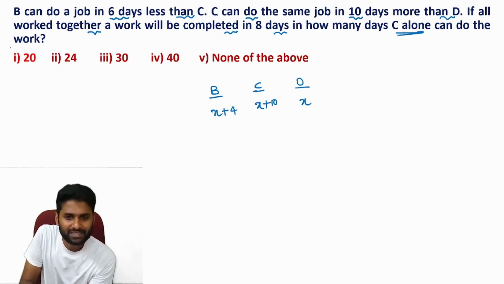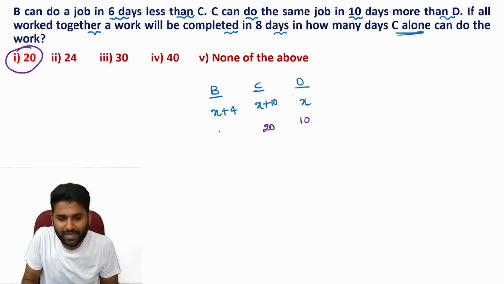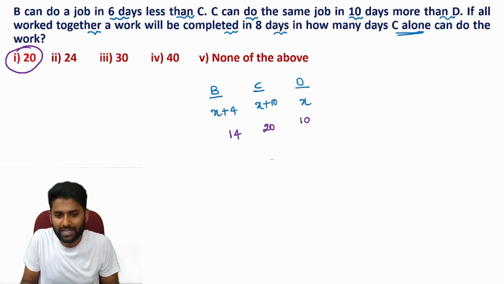Let us assume that C alone can do the same work in how many days? Let us assume that C is 20. If C is 20, definitely D is 10. So B is exactly 6 days less than C, right? Now C is 20 days, D is 10 days, and B is 6 days less, let us take this as 14. Now if you go through the common multiple, 14, 20 and 10, the common multiple is exactly equal to 140.